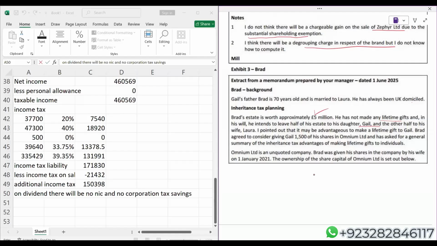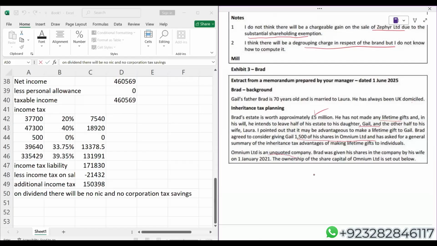I pointed out that it may be advantageous to make a lifetime gift to Gail. Broad agreed to consider giving 1,500 of his shares in Omnium Limited and asked for a general summary of the benefit. We have already discussed that. Omnium is an unquoted company.